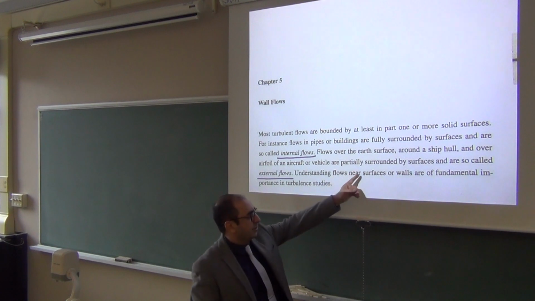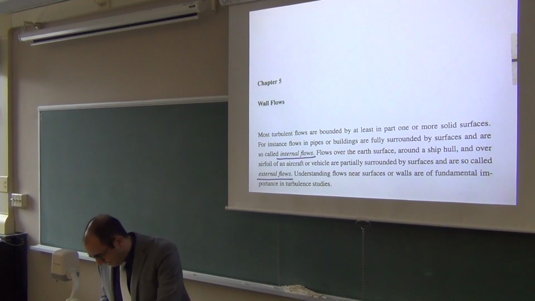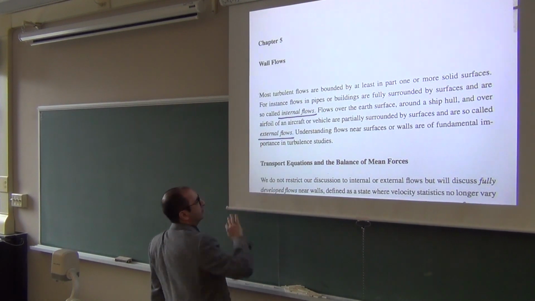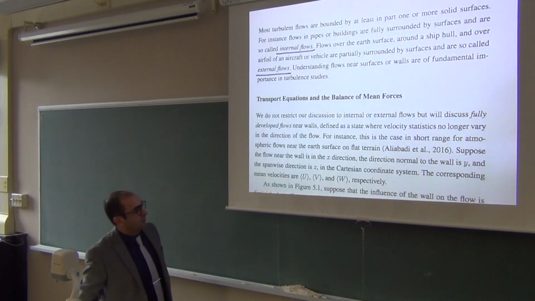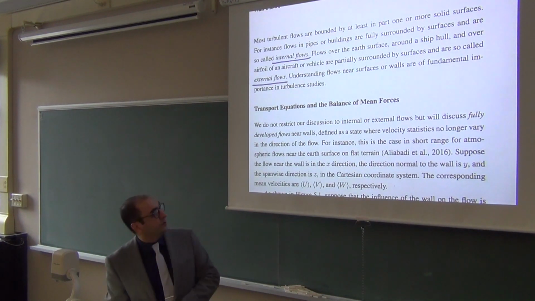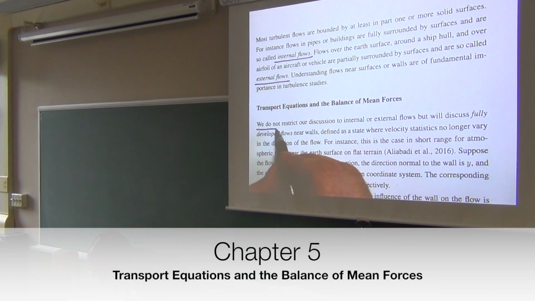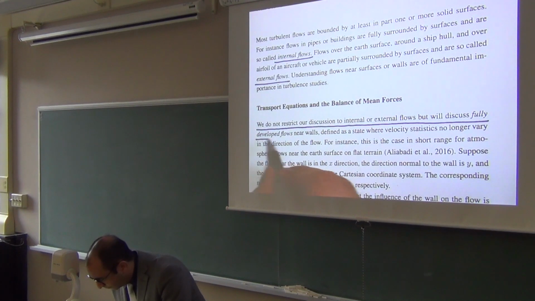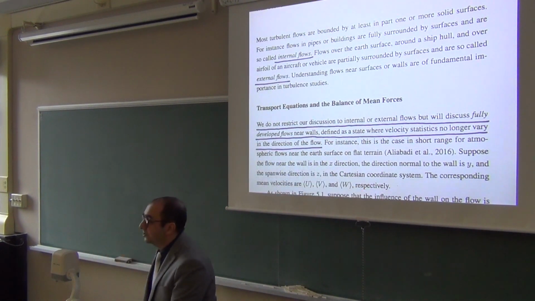External flows are partially surrounded by surfaces, as the definition. Now, we are not going to subdivide wall flows into internal and external flows. We just want to talk about wall flows in general. We only care about the very surface adjacent to the flow. So we do not restrict our discussion to internal or external flows. Well, we'll discuss fully developed flows near walls, defined as a state where velocity statistics no longer vary in the direction of the flow.